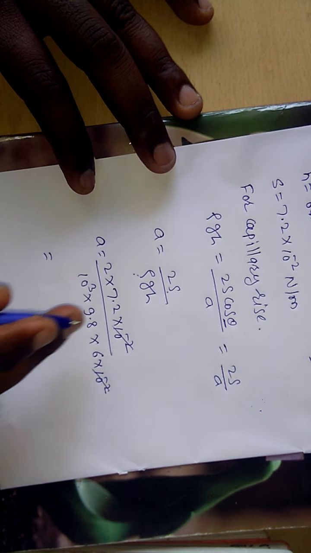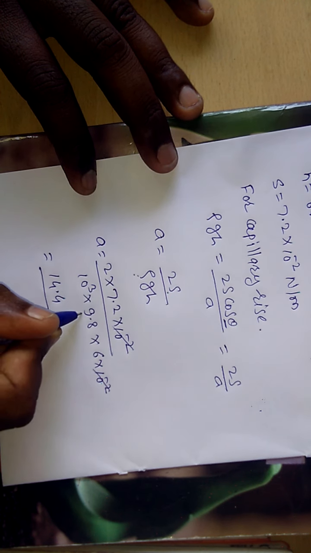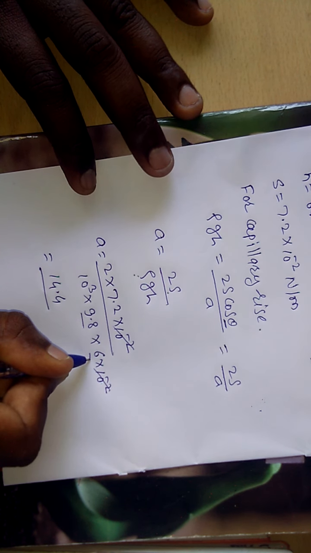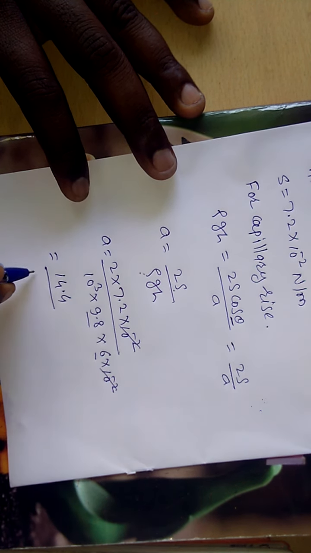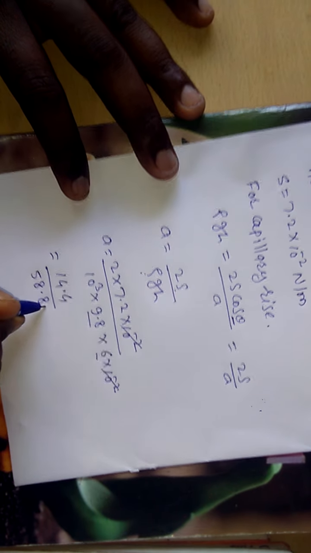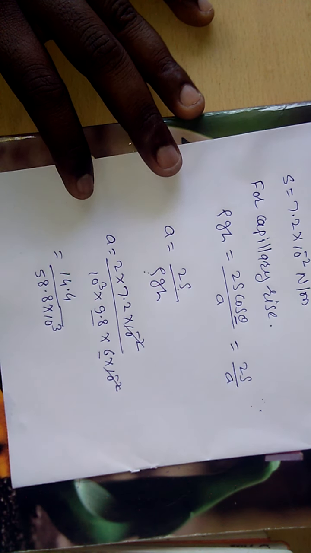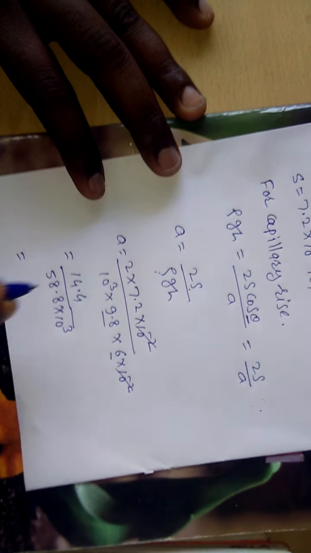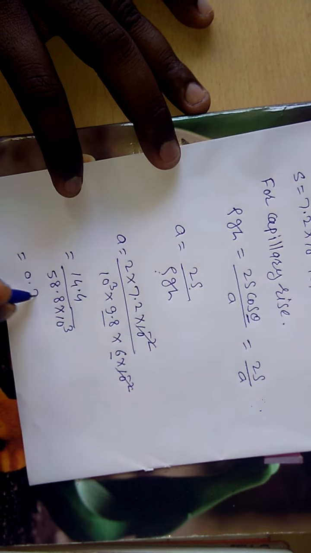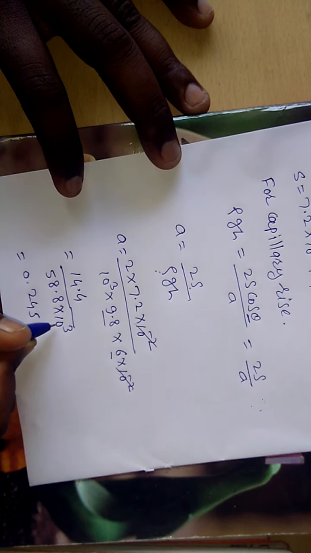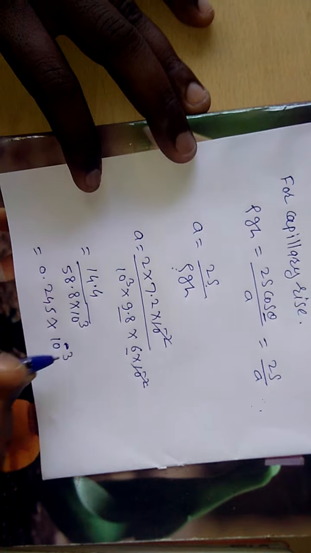Then 2 into 7.2 is 14.4, divided by 9.8 into 6. 9.8 into 6, we get 58.8 into 10 to the power of 3. When the 10 to the power of 3 goes to the numerator, it becomes 10 to the power of minus 3. Then 14.4 divided by 58.8, we get 0.245, into 10 to the power of minus 3.